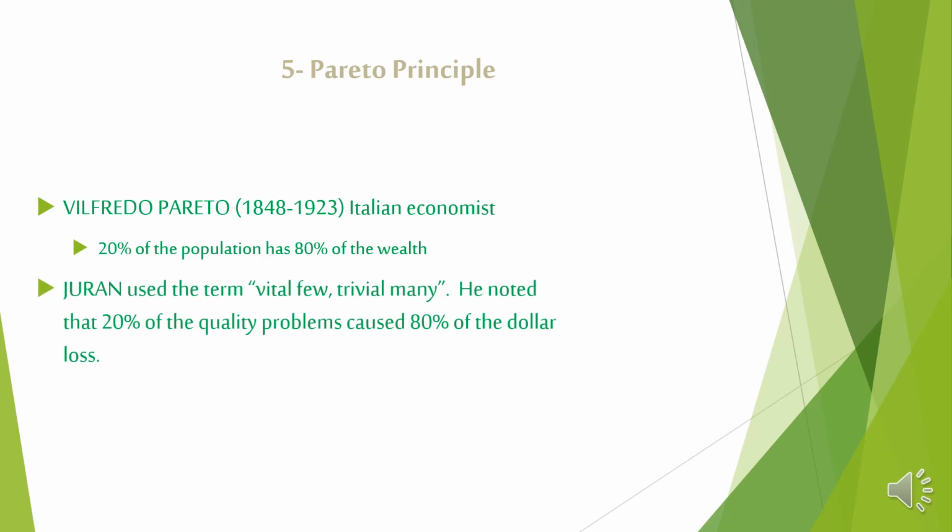Juran modified this one into the vital few and the trivial many. He noted that 20% of the quality problems caused 80% of the dollar loss. I will give you an example again; maybe you agree or not. They said that 20% of the population inside your healthcare facility are doing 80% of the job. Again, 20% of the problems inside your healthcare facility are responsible for 80% of your reputation inside the facility, and so on. The principle is the 80-20 principle.